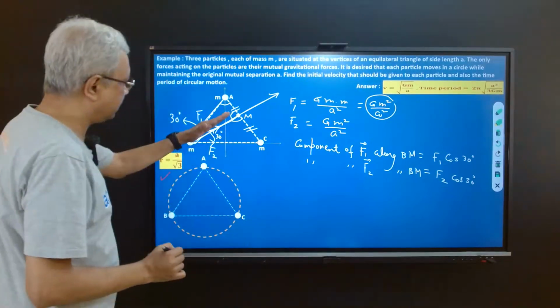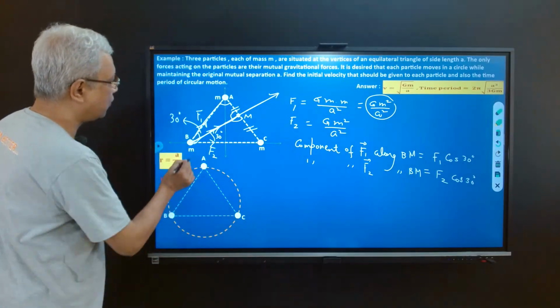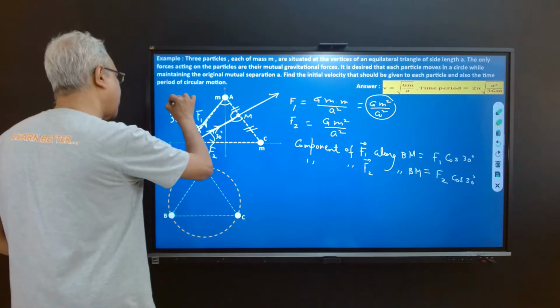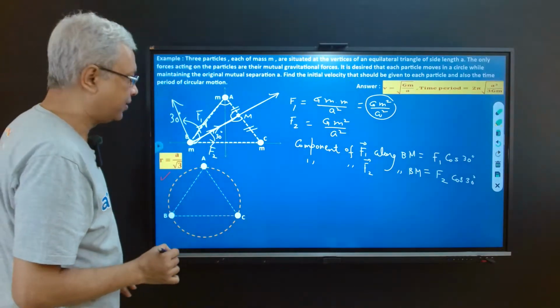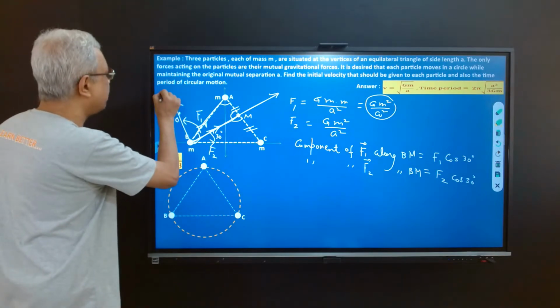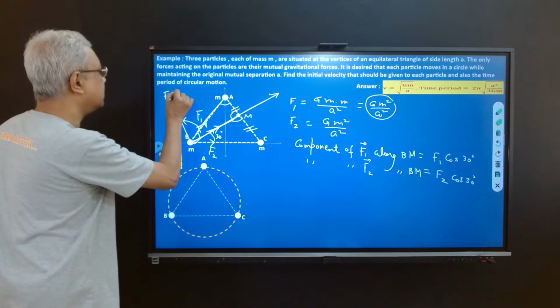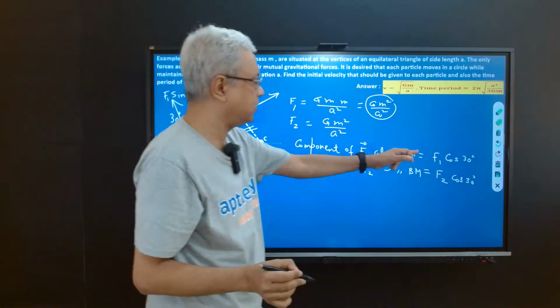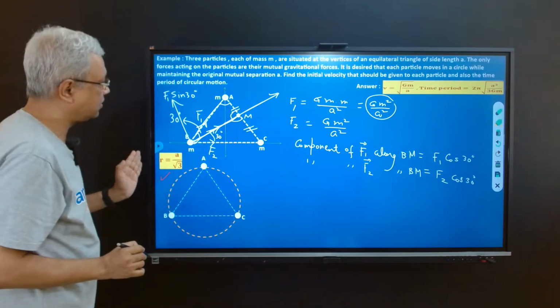And there are two components of the force. One is along BM, and another must be in the direction perpendicular to BM. So this component will be F1 sin 30 degrees. This component is F1 cos 30 degrees. This component is F1 sin 30 degrees.